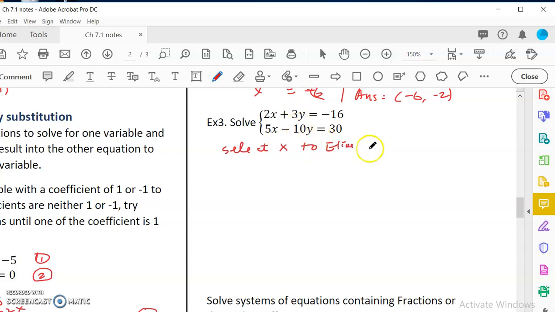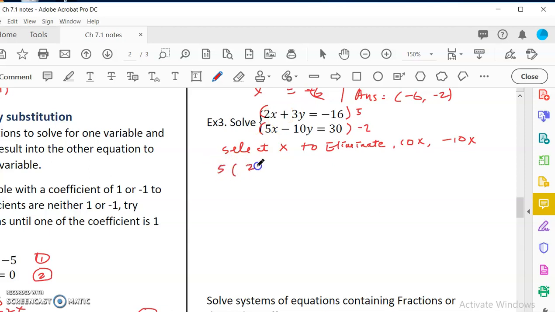Doesn't matter. Actually, y is quite good because one is opposite already. But if I select x to eliminate, I will have to think what number they should both multiply to so that they are the same. You would say 2 and 5, they both can reach 10x and negative 10x, right? I wanted these two coefficients. So maybe I'll multiply this by 5 and this by negative 2, so that this becomes negative 10, this becomes 10. So that's what I'm going to do.